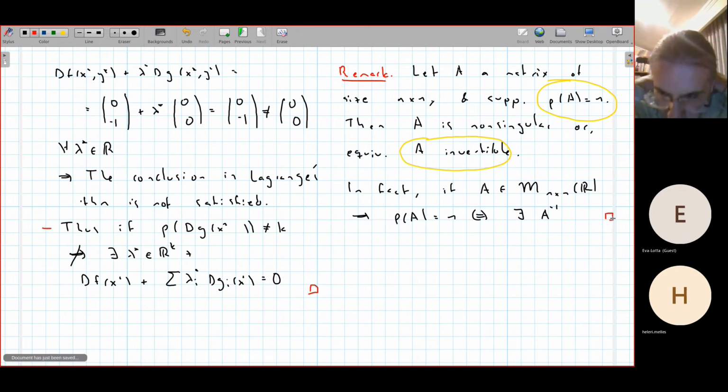What we are going to do in the following days is use Lagrange's theorem to solve problems. Some of them are going to be mathematical problems, others are going to be problems from economics. Do you have any questions today? Any comments?